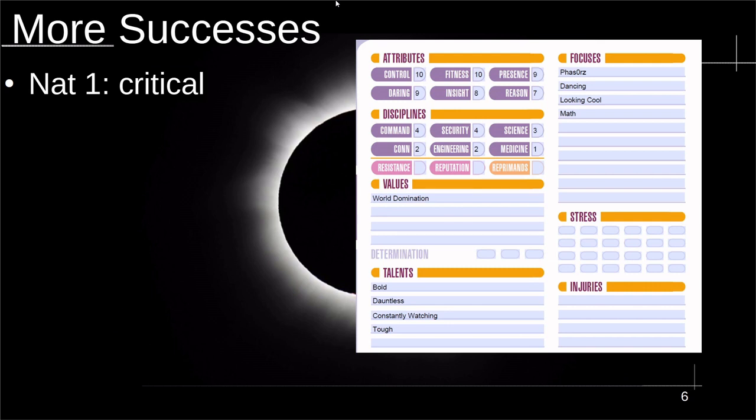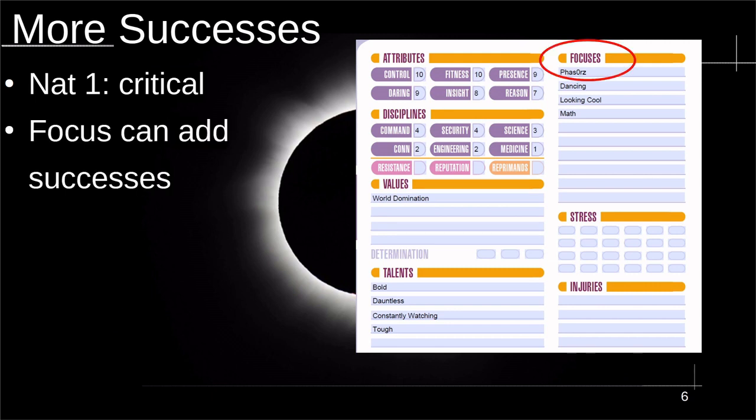It's not a natural 20 as in Pathfinder and D&D 5th edition, but the 1. If you roll a natural 1, then you obtain not 1 success but 2 successes. Same goes if you can use a focus. If one of your focuses applies to the task at hand, you will, when you succeed, always get 2 successes.